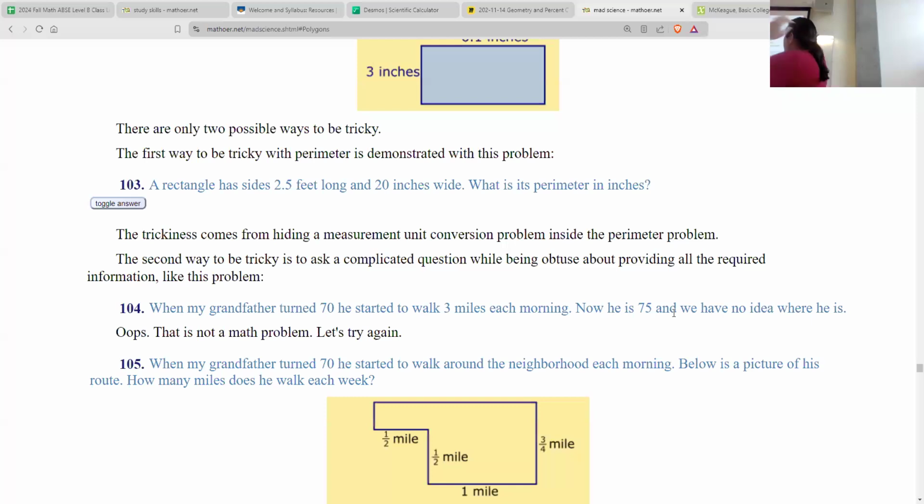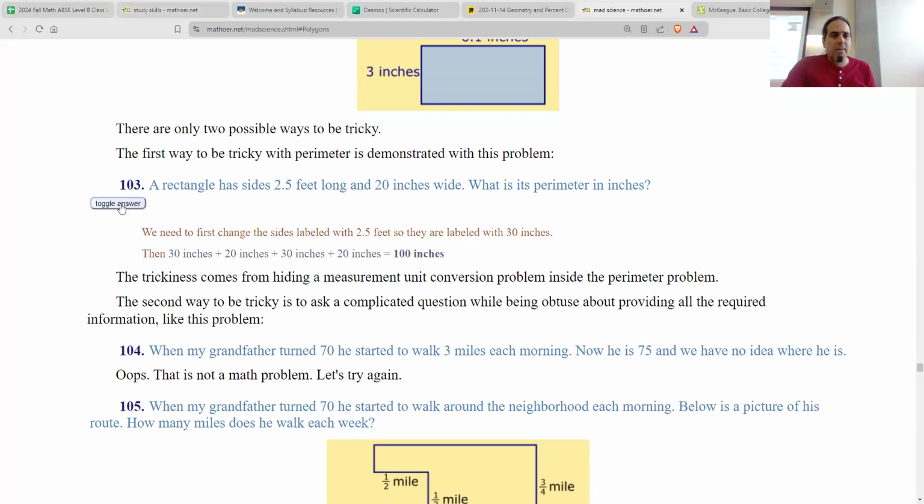Okay. How could this be tricky? They could give you measurement units that don't match. So problem 103 has feet on one side and inches on the other. Do I have a picture here, or do we need to draw one?